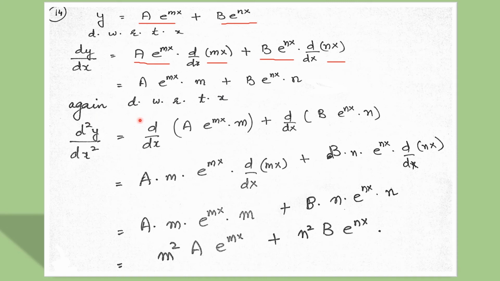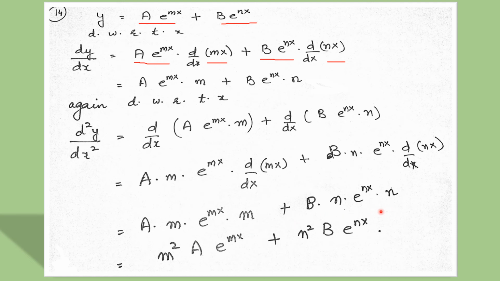Clear? Now again calculate the derivative with respect to x. You will get d square y upon dx square is equal to d by dx of a e power mx into m plus derivative of b e power nx into n. Right? Very simple. Now what is the derivative of a e power mx into m? The answer will be a m e power mx multiplied by the derivative of mx plus b n e power nx multiplied by the derivative of nx. Very simple. So this will give you a m e power mx into m plus b n e power nx into n.